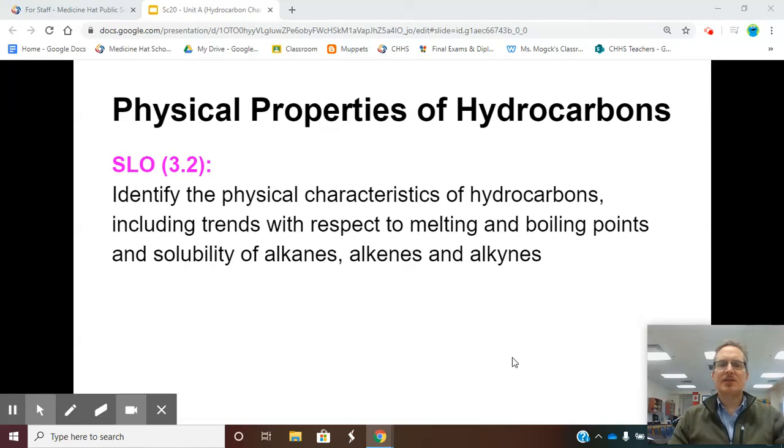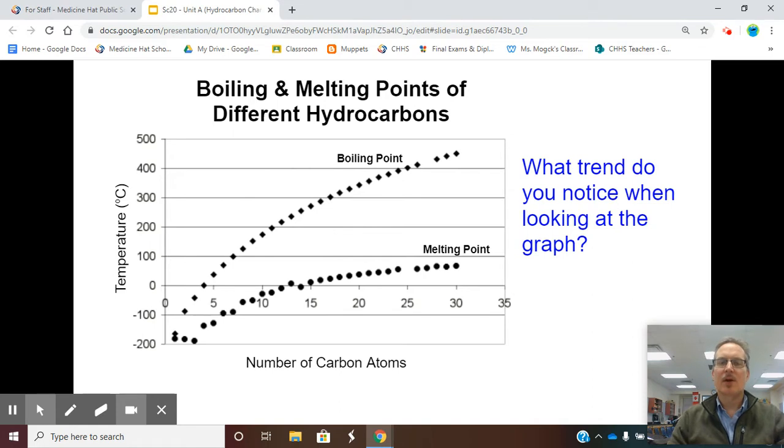Good afternoon, Science 20s. Our lesson today is going to be on the physical properties of hydrocarbons. More specifically, we're going to look at melting points and boiling points, as well as solubilities between alkanes, alkenes, and alkynes.